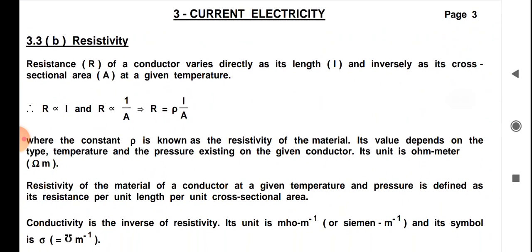Now resistivity. Resistance R of a conductor varies directly as its length and inversely as its cross-sectional area A at a given temperature. Means what are the factors that affect the resistance? R is proportional to l and R is proportional to 1 upon A.